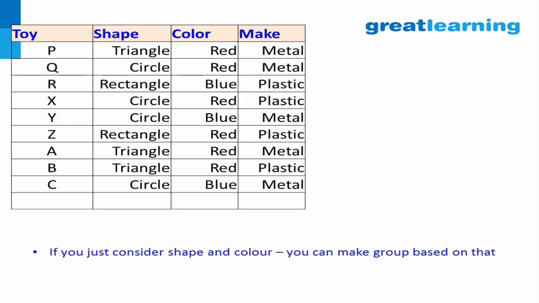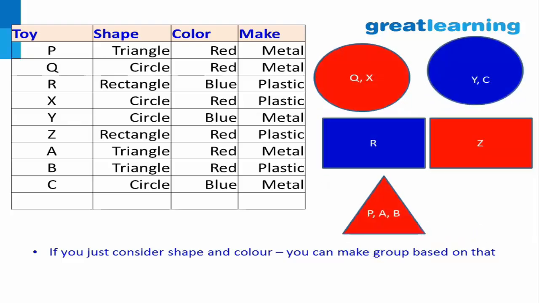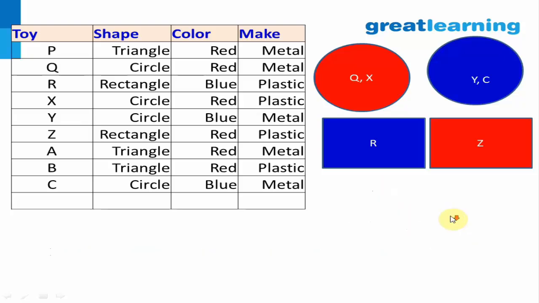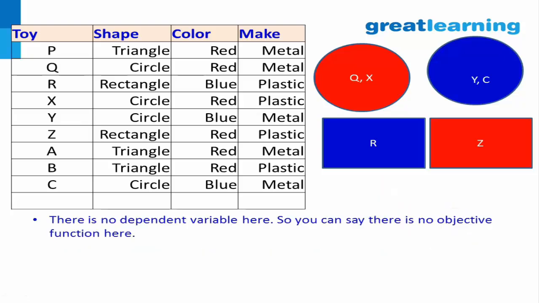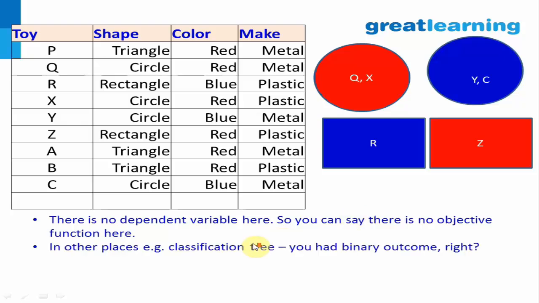Or if you would have considered both shape and color, you would have got groups like this, where you would have Q, X on one side and Y, Z on the other, because these are red as well as circle, and these are blue and circle. The point that I am trying to make is that there is no dependent variable here. In classification trees, you had a dependent variable, an outcome y, and that's why there was a science to which variables you should take so that you can develop it in the best possible way.